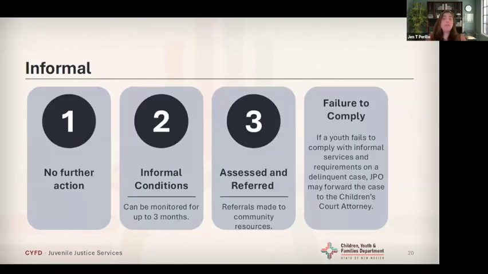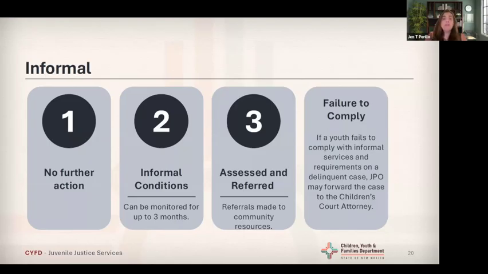When a case is being handled informally, there are 3 types of informal actions that can be taken. One is no further action. This does not mean that no action was taken, but simply that no additional action beyond what has already happened needs to occur through juvenile justice services. For example, if a child has already entered into some sort of treatment or counseling, then CYFD, or the probation office, would determine no further action was needed on their part.